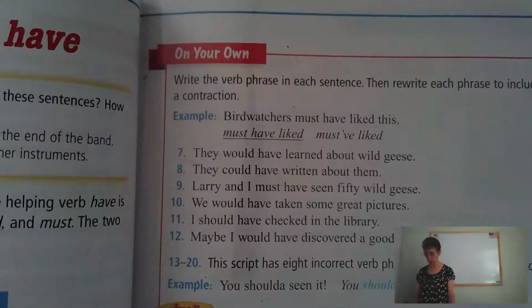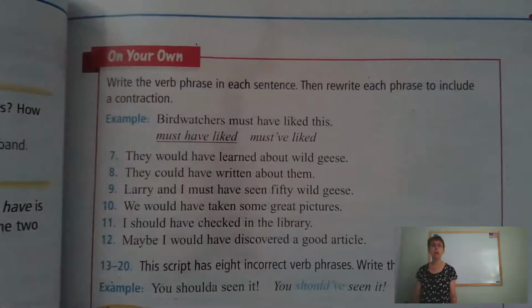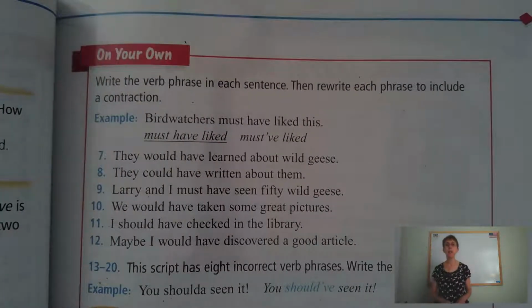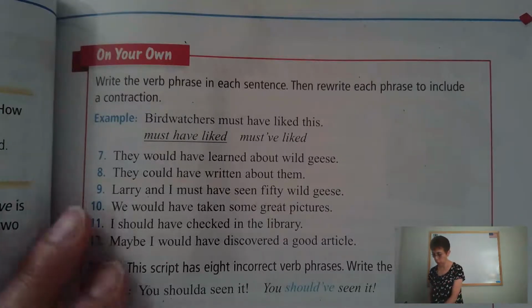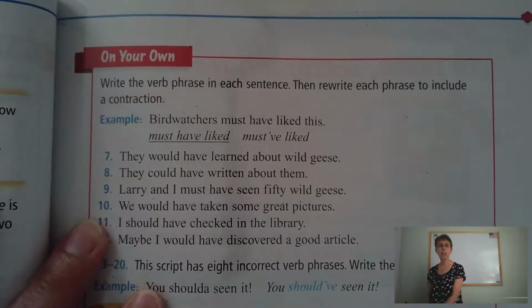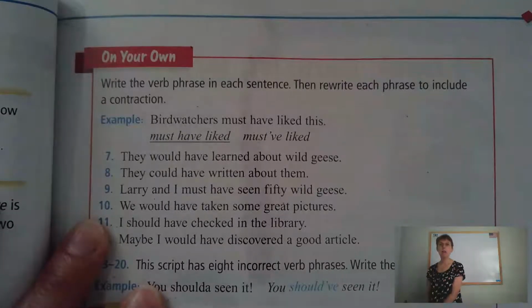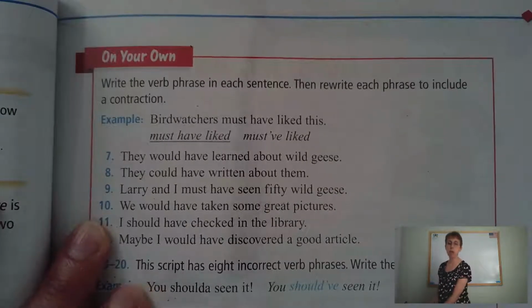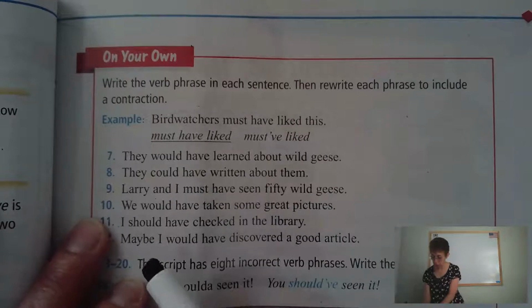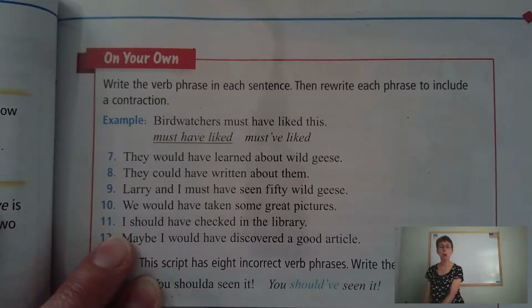So let's just take a look at a few of these sentences over here at the top of page 123. It says to write the verb phrase in each sentence and then rewrite each phrase to include a contraction. So we're really just going to take a look at what the verb phrase is and then how you write it as a contraction. So the example, bird watchers must have liked this. Well, the verb phrase there is must have liked, and then writing it as a contraction, must've liked, M-U-S-T apostrophe V-E.